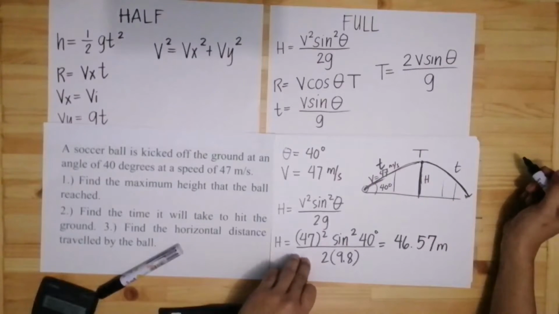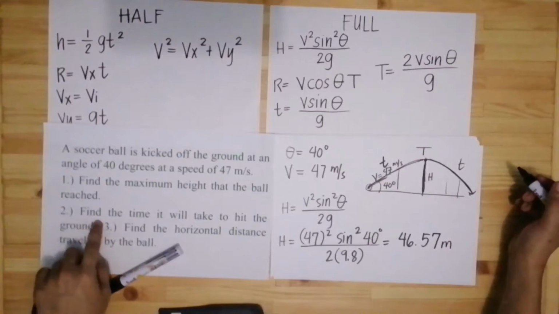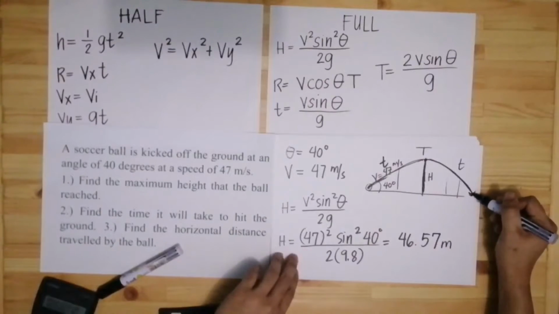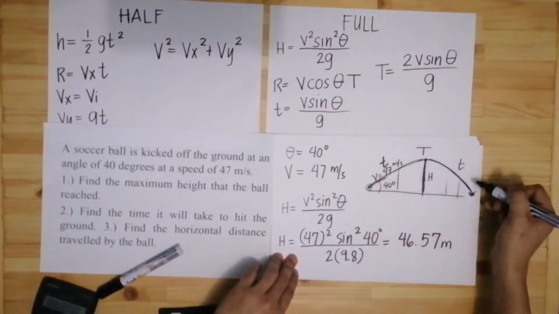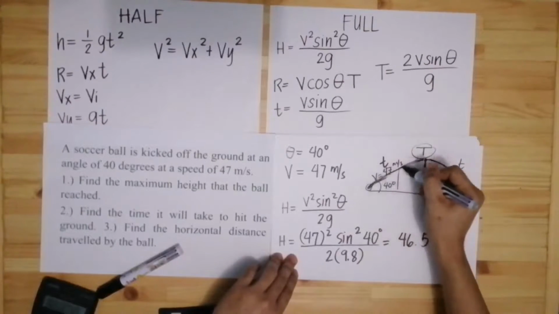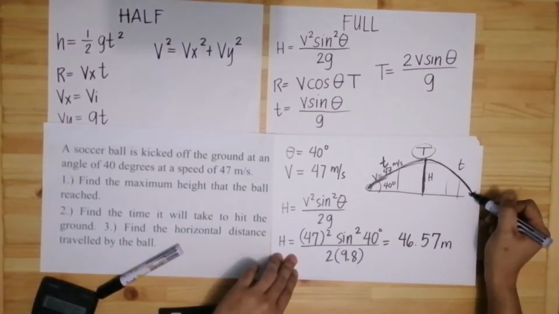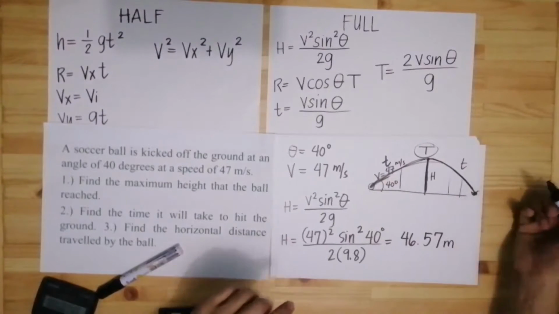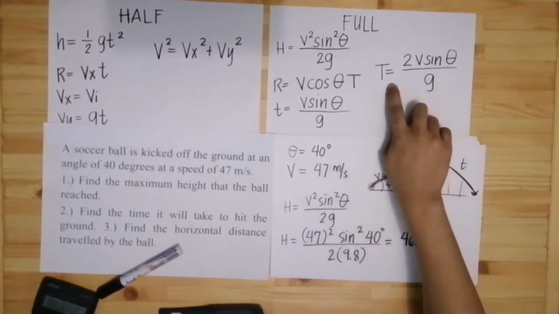Capital letter T. So ang hinahanap natin sa number 2 is find the time it will take to hit the ground. Ito yung ground, ito yung na-hit niya na. So ang hinahanap yung total time, yung capital letter T. Kasi yung hinahanap is yung time na gamit niya para ma-reach niya ulit yung ground, from the ground to another ground. Okay? So, ang gagamitin natin formula is this.